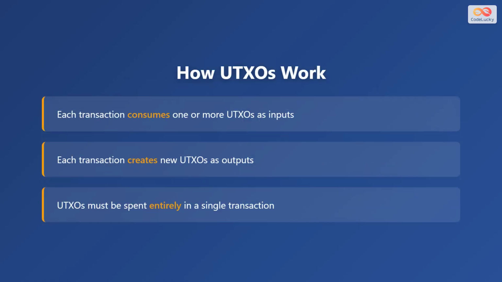Here's how UTXOs function in practice. First, each transaction consumes one or more UTXOs as inputs. These are the Bitcoins you're spending. Second, each transaction creates new UTXOs as outputs. These are the Bitcoins being sent to recipients or returned to you as change. Third, and this is crucial, UTXOs must be spent entirely in a single transaction. You cannot partially spend a UTXO, which leads to the concept of change that we'll explore next.